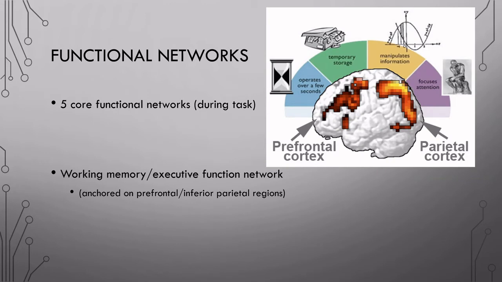The last major functional network is the working memory or executive function network. Simply put, working memory is our ability to hold information in mind for short periods of time and to use and manipulate that information in a goal-directed way. This also involves attention in a sense because working memory and attention are highly interdependent. They relate and rely on each other quite a bit. For now, just know that this network is anchored on prefrontal and inferior parietal cortices.